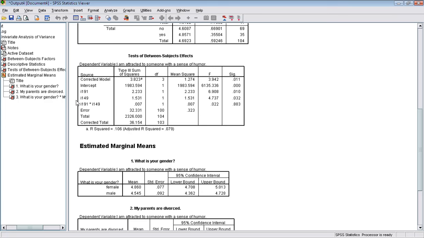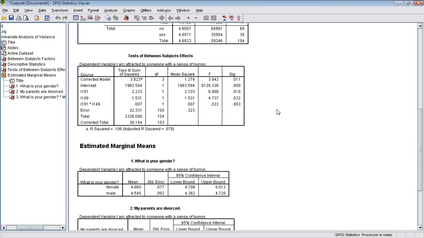For my second between groups variable in this analysis, I-149 was the question, are your parents divorced? People answered that on a yes or no scale. To answer this one, this has 1 and 100 degrees of freedom. So it's this number 1 right here, 1 and 100 degrees of freedom. F observed with our 2-digit rounding is going to be 4.74. And actually we find that we're going to reject that main effect as well. So there was a significant difference between people whose parents were divorced and who had not been divorced on answers to the question, I am attracted to someone with a sense of humor.